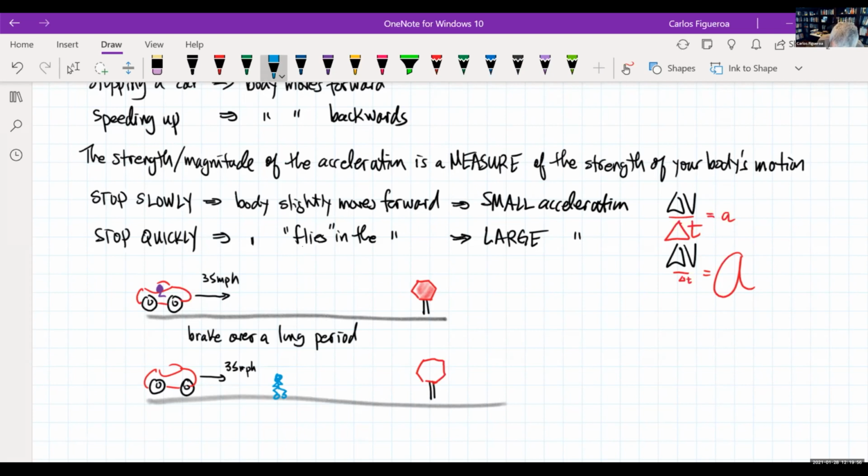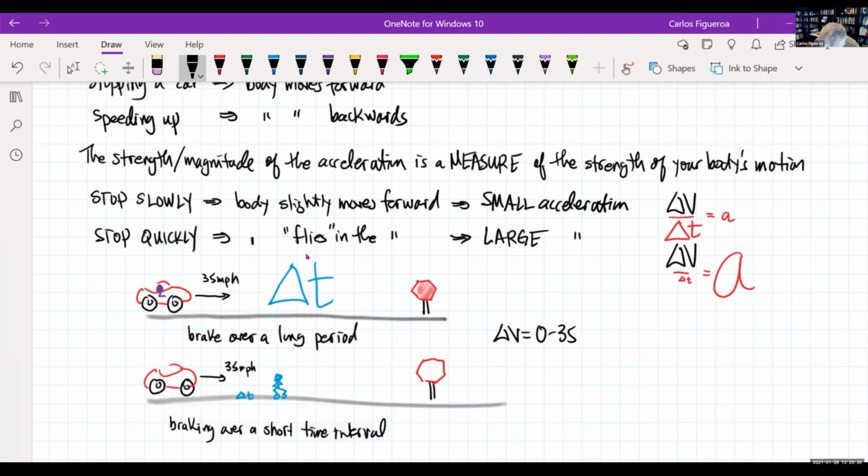So in this picture, what are you actually doing? You're braking over a short time interval. So if I look at this time interval here, this one's going to be really small. This one's going to be really big. But when you look at the change in velocity, the change in velocity in both cases is going to be 0 minus 35 miles per hour. So this is a constant change in velocity.